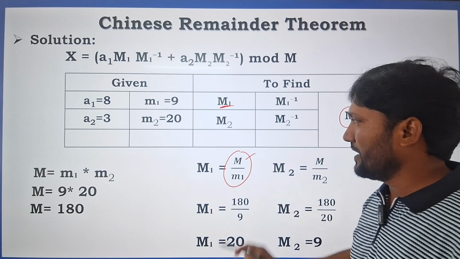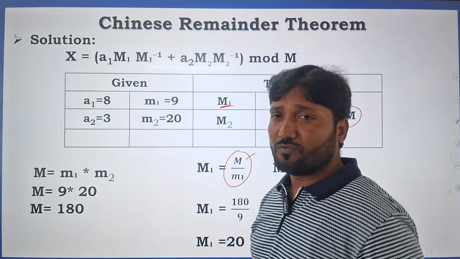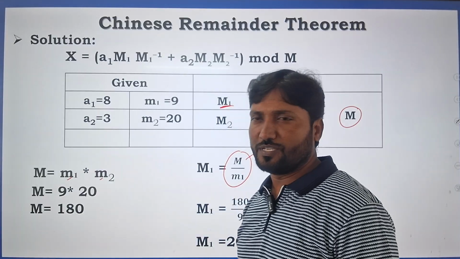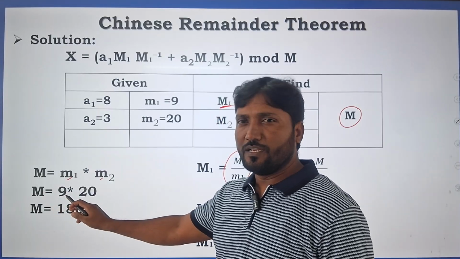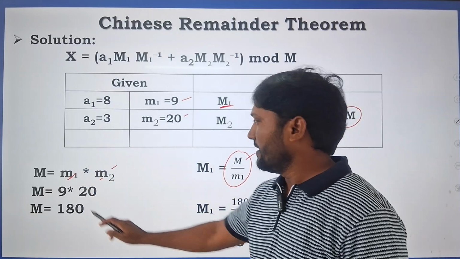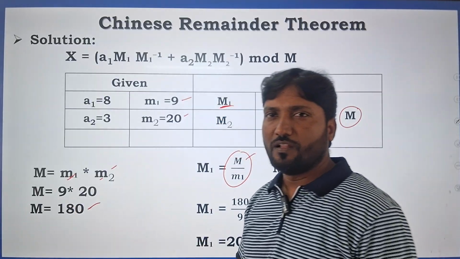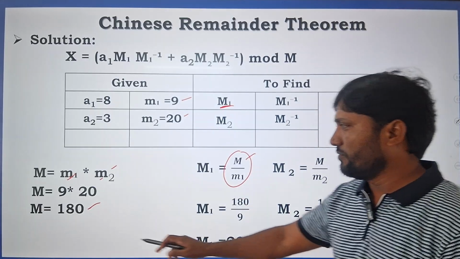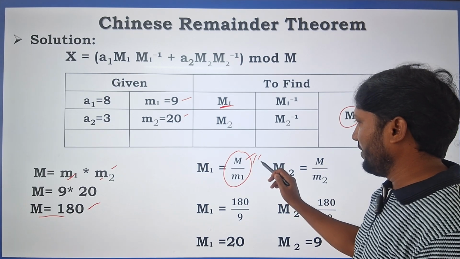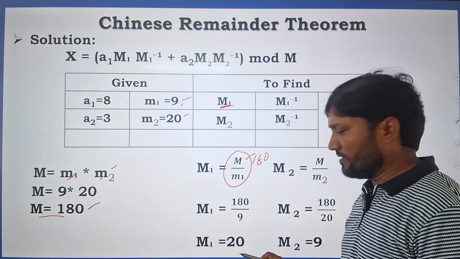To calculate the capital M, it is m1 multiplied by m2. How many equations are there? We have only two equations. Taking the m1 and m2 values, M equals 9 into 20. What is the m1 value? 9, and the m2 value? 20. 9 into 20 is 180. So now we have the capital M value, 180, and m1 is 9. 180 by 9 gives 20.